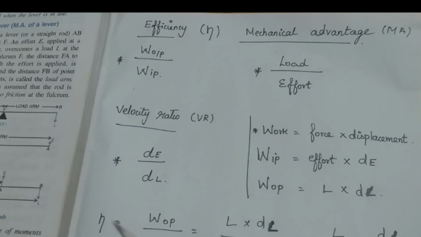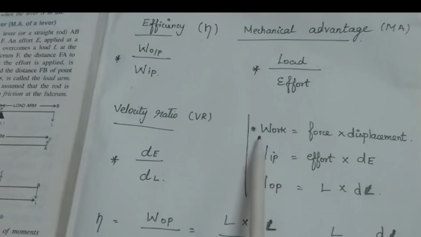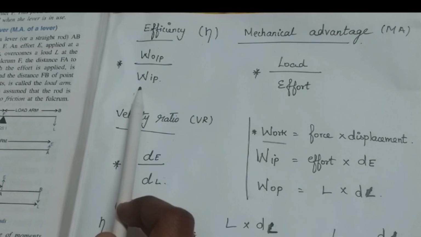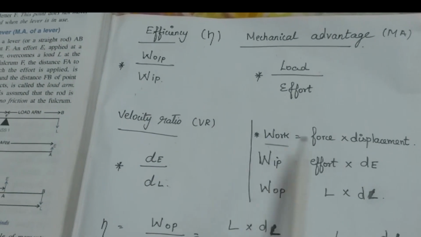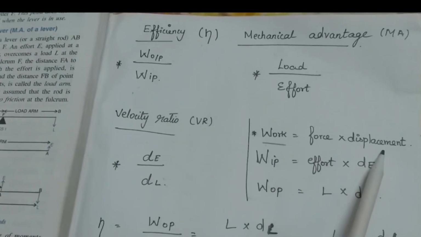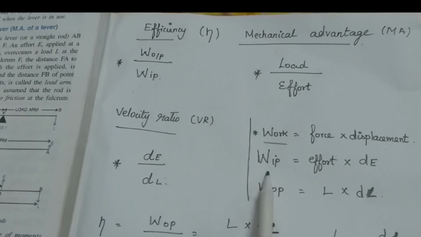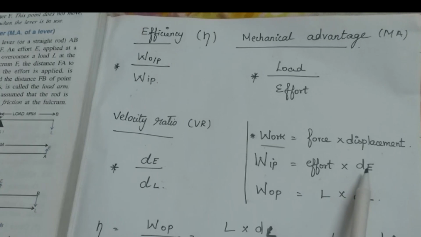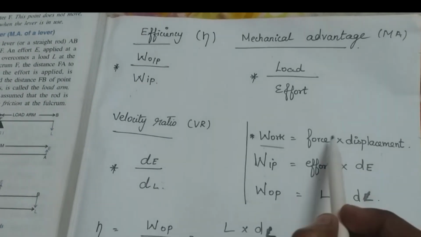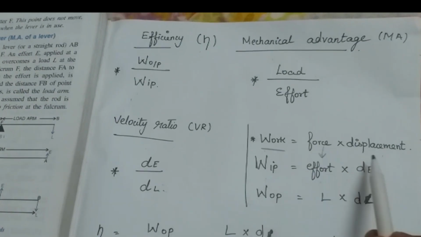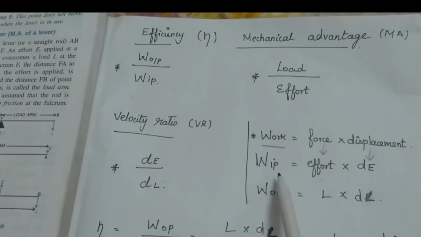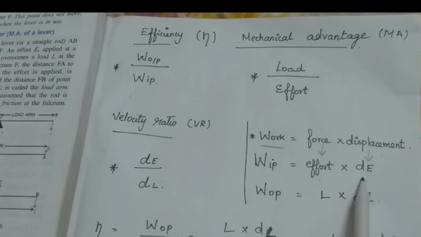Before we move into it, I want you to be clear with what is work. Since we have work output and work input, we'll see what work is. Work is nothing but force into displacement. So what is work input? Work input is effort into displacement of effort. So effort is nothing but a force, and the displacement that happens with respect to effort is what we call displacement of effort.